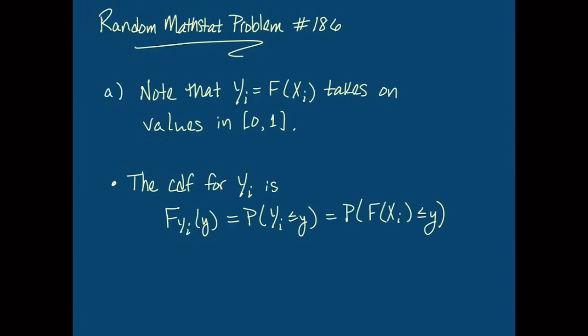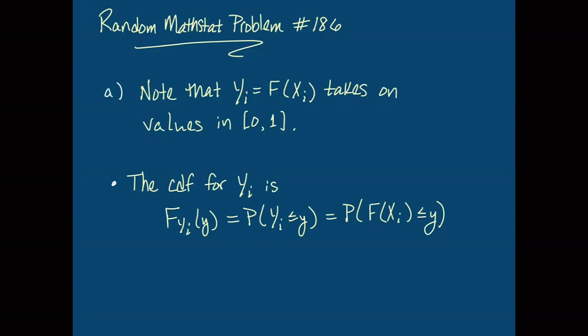A CDF is in general a non-decreasing function. It is accumulating probability, so it's either increasing or staying flat, but it's never decreasing. However, in the case where we assume that capital F is invertible, we know it can't be staying flat, and it is in fact strictly increasing. If capital F is strictly increasing, then capital F inverse is strictly increasing as well.